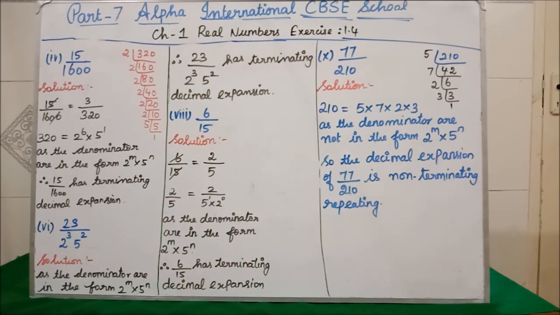Clear? Now we'll see the eighth question. See here, 6 divided by 15. Both will go in which table? The 3 table. In the 3 table, 6 is how many times?